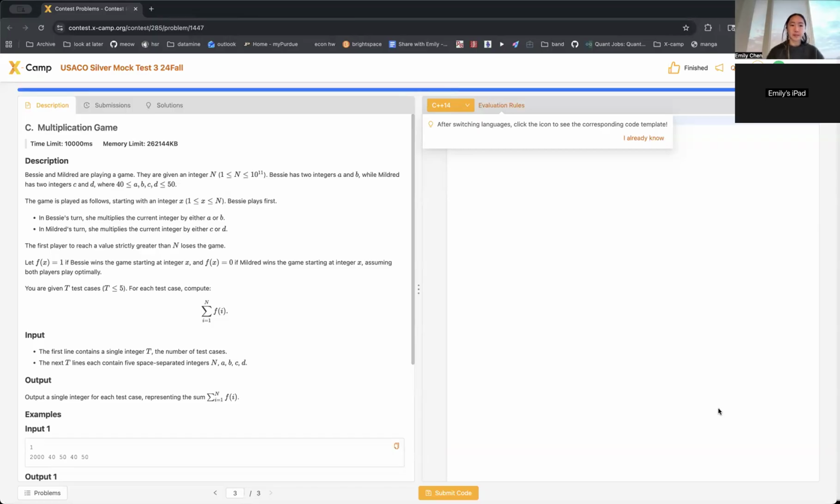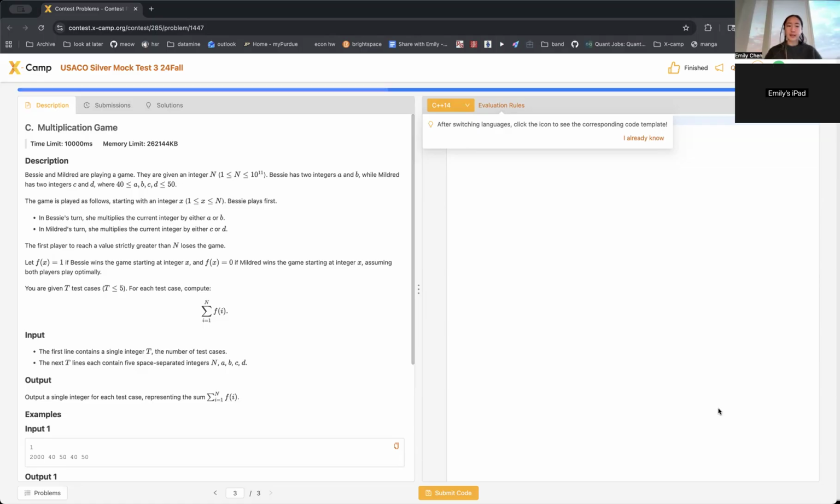All right, so this problem is called multiplication game. Bessie and Mildred are playing a game. They have an integer n, and Bessie has two integers a and b, while Mildred has two integers c and d. The game starts with Bessie playing first, starting with an integer x. On Bessie's turn, she can multiply the current integer by either a or b, while on Mildred's turn, she can multiply the current integer by either c or d. And the first player to exceed the value of n loses the game.